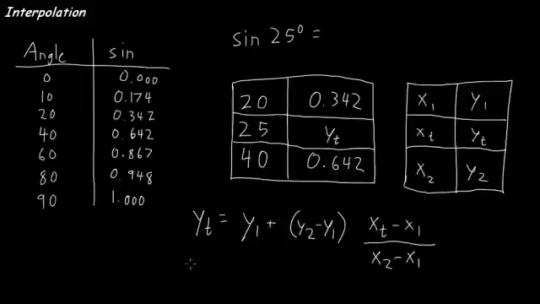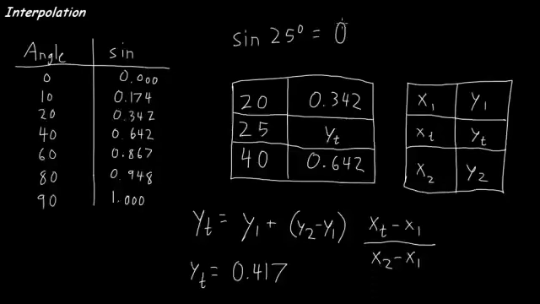Now if you go through the math, and you should do that on your own, you'll get yt is equal to 0.417. So if you plug all those values into this formula, you'll get yt is equal to 0.417. Now the true value of sine of 25 degrees is about 0.423. So you can see we're a little bit off because, again, this is just a linear approximation of a nonlinear function. But that's okay. You can see that we're fairly close.